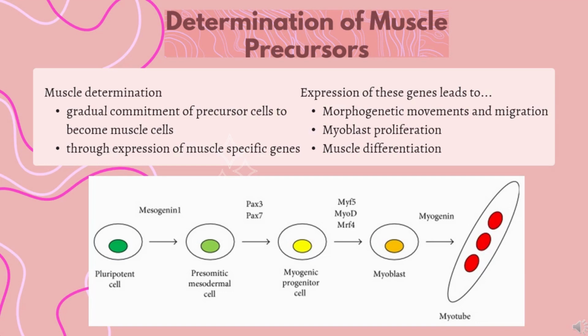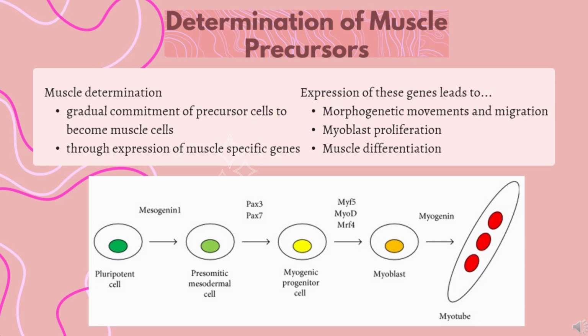For skeletal muscles, expression of these genes leads to the morphogenetic movements and migrations of precursor cells to their final locations, myoblast proliferation or the division of the myoblast cells, and lastly, the muscle differentiation. Based on the figure below, we can see that when a pluripotent cell is induced to express mesogenin 1, it differentiates to become a pre-somatic mesodermal cell, or a precursor to the somites.